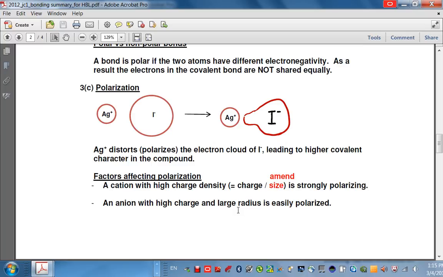The reason is this. In a larger anion, the distance between the outermost electron and the nucleus will be greater, right? As a result, the outermost electrons are more loosely held by the anion. The anion will have lesser control over the outermost electrons if the anion is very large. And as a result, these electrons will be easily polarized, easily attracted towards the cation.